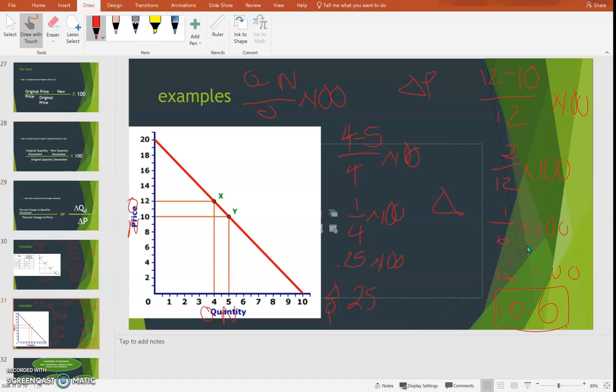So now I take delta Q. I'm sorry, there's no pretty way to look at any of this. Over delta P.